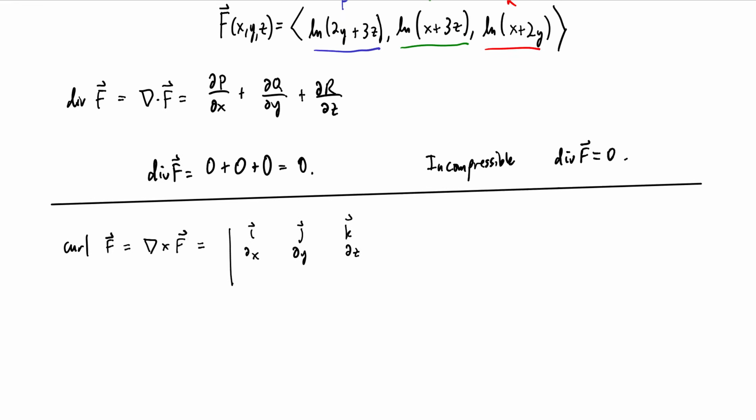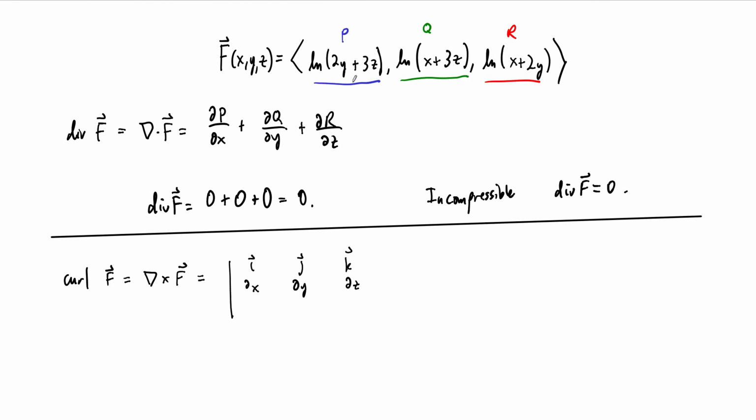And what we want to do is then apply that to this vector field. So I'm going to write these functions in here. This one's log of 2y plus 3z. What I need to do is give myself more room here. So that's what I'll do. And then the second component, this q component, is the natural log of x plus 3z. And finally, the r component is the natural log of x plus 2y.